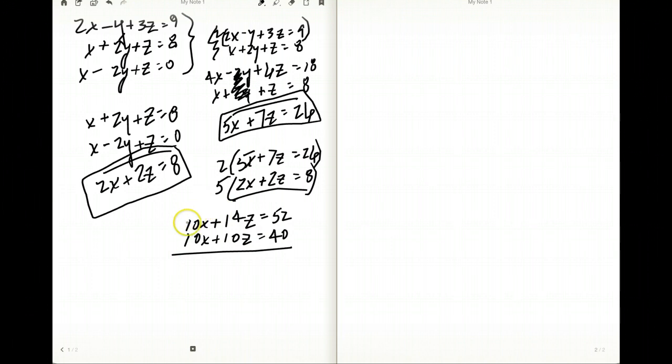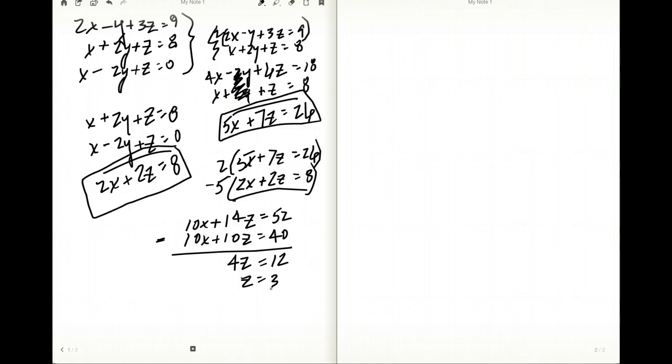Okay, so I have two positive numbers here. If I add them together, I'm not going to get 0. So what I'm going to do is I'm going to subtract. That'll give me 0. So 10x minus 10x is 0. 14z minus 10z is 4z. And 52 minus 40 equals 12. Okay, some people, what they'll do is up here where I multiply by 5, they'll multiply by negative 5, and that'll give you a negative 10 here already, and then you can add them. But either way works. So that gives me a z of 3.